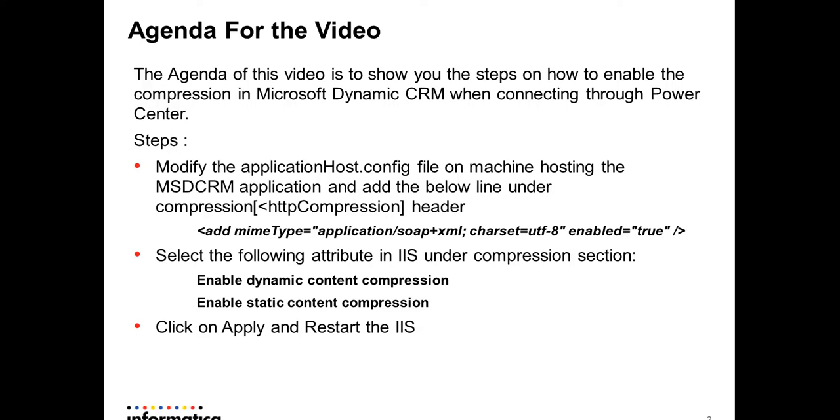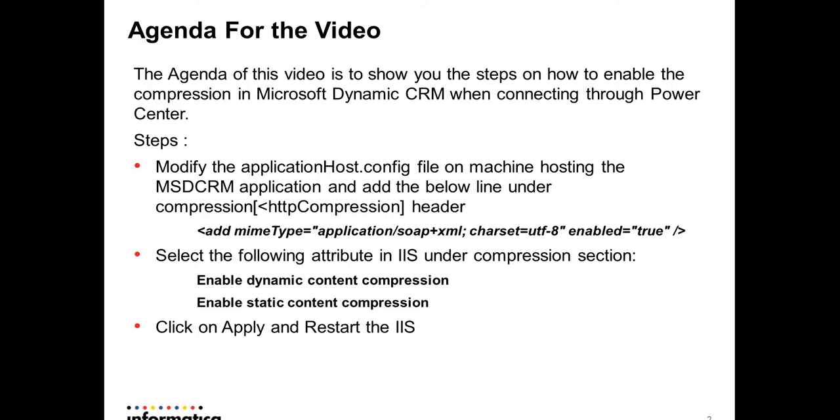Open this file as an administrator and search for a string called HTTP compression. This is a block, so we'll find that there is a block starting with HTTP compression and ending with HTTP compression. Within this block, you'll have two child elements named static type and dynamic type. These are nothing but to say what type of compression you want to enable, whether static or dynamic. We can choose either of them, or we can opt for both of them, right? So I choose to opt for both static and dynamic compression.